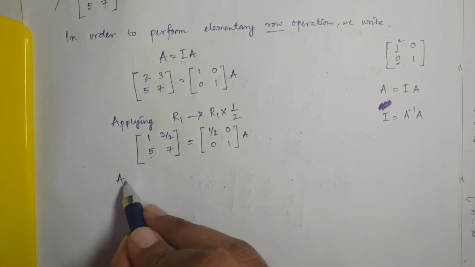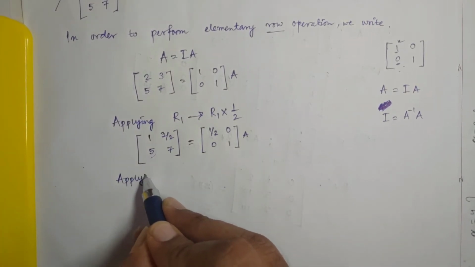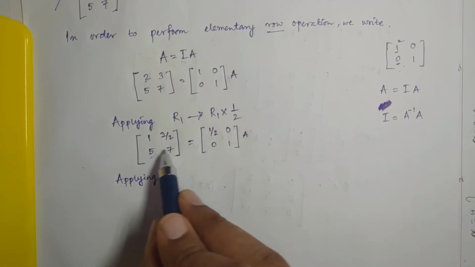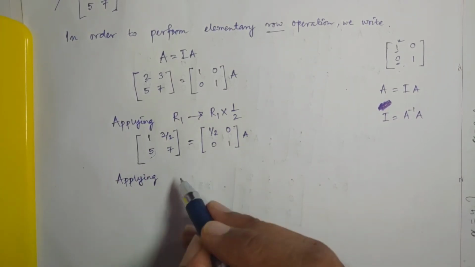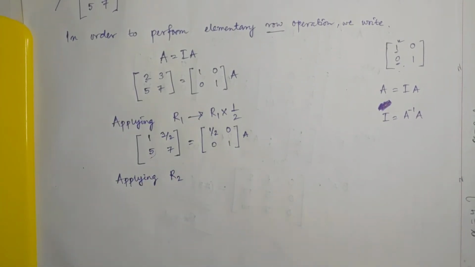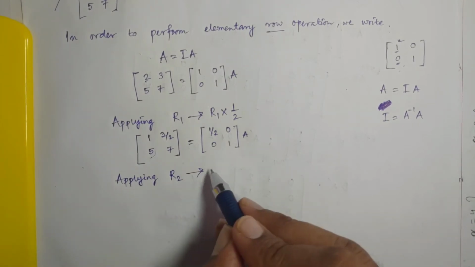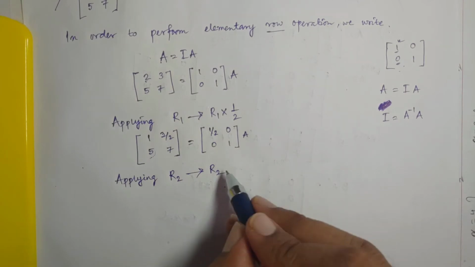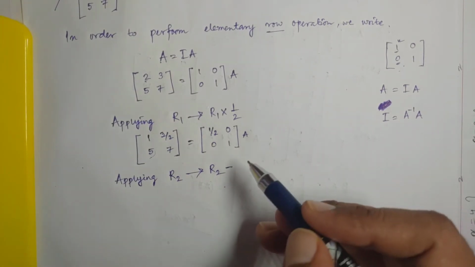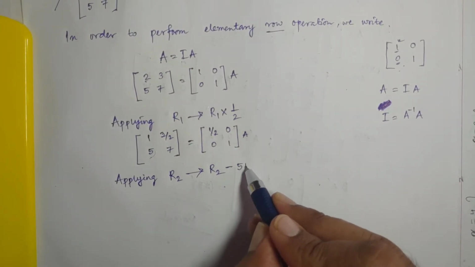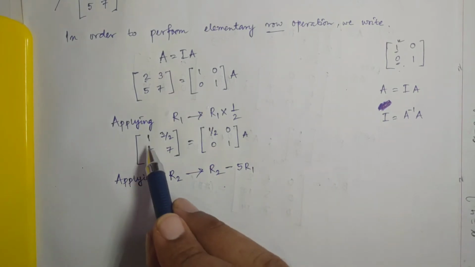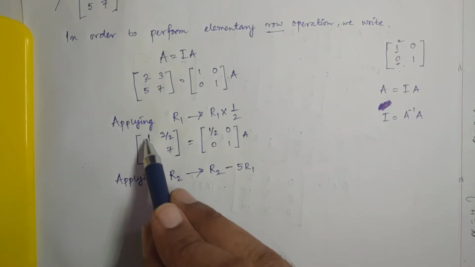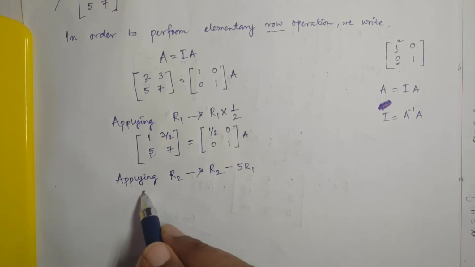So applying, this element lies in row 2. I am making the row 2 element 0. So R2 implies, you write the same row which you are going to change, R2, minus. What should I subtract? We'll subtract 5 times R1. First we multiply 5 with R1, then we subtract, and we get this one as 0. So let's do the operation.